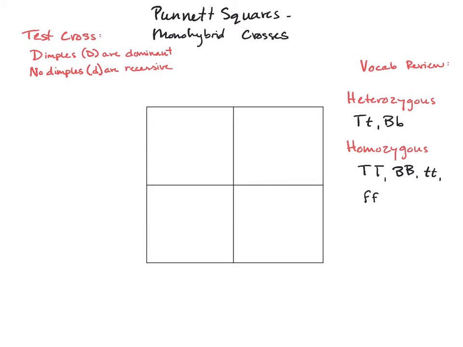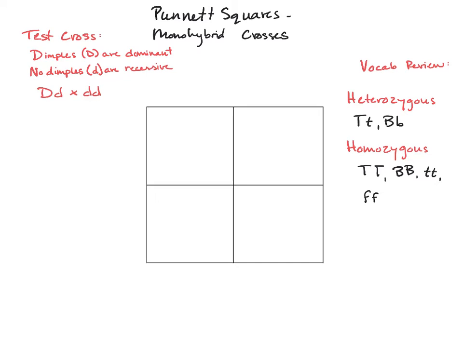Next, let's do a cross between two people who have the trait for dimples or do not have the trait for dimples. In humans, dimples on the cheeks are dominant and no dimples is a recessive trait. So let's cross two people. Let's have one person who is heterozygous for dimples. So they have one dominant gene for dimples and one recessive gene for no dimples. And cross them with somebody who has no dimples. So these are the two genotypes that we are going to use.